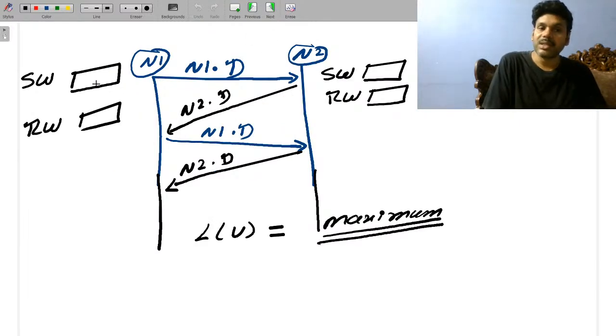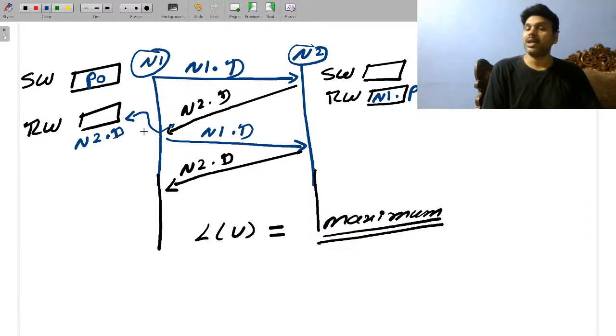So here what happened? The sender sent the first packet. Here the receiver received the N1 packet 0. Then he sends his data. So I am putting that in my receiving window. So the N2 data I have received. This is how they are going to see that.